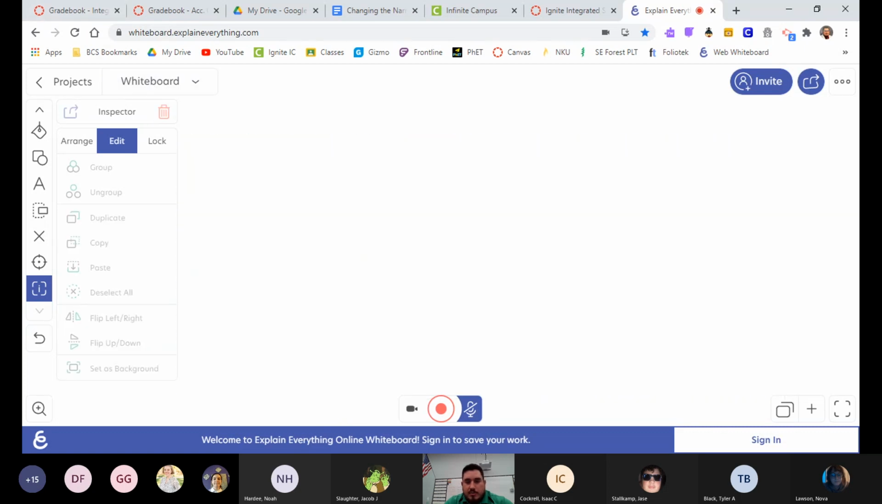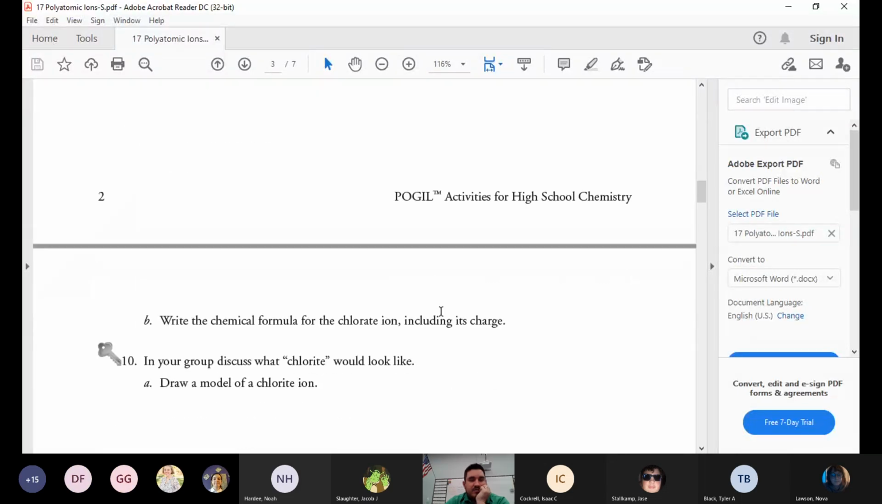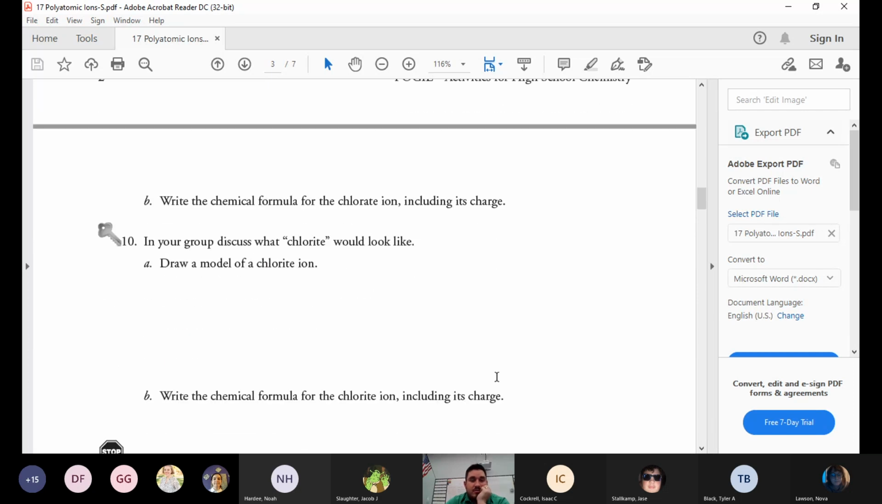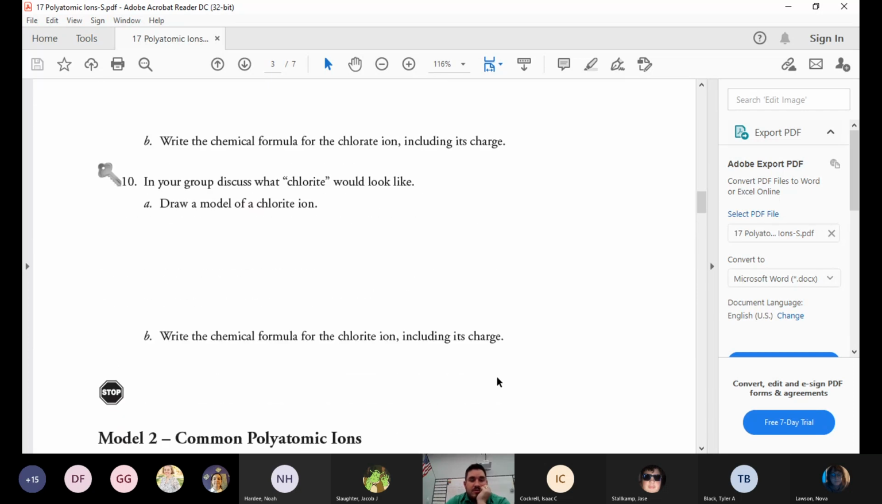All right, so let's go back to that worksheet real quick. I know I keep jumping around. I apologize. All right, so that's the chlorate. We drew it. Chemical formula for chlorate, ClO3 -1. Oh, chlorite. Oh, that one didn't tell us what chlorite is.